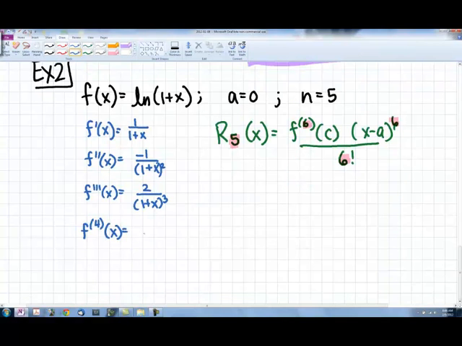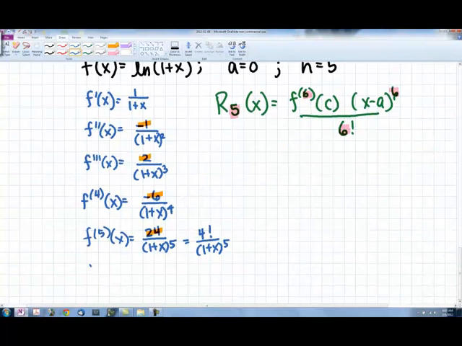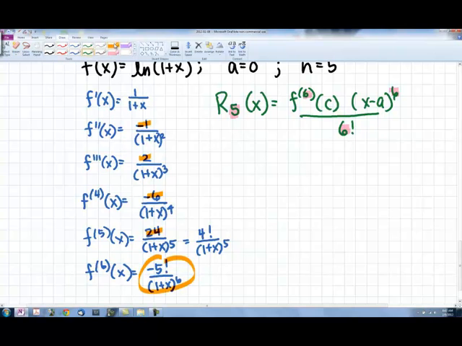The fourth derivative is going to be negative 6 over 1 plus x to the fourth. The fifth derivative of x is positive 24 over 1 plus x to the fifth. So this could actually be written as 4 factorial over 1 plus x to the fifth, so that when I write my sixth derivative, I have negative 5 factorial over 1 plus x to the sixth power. It's a lot cleaner when you're writing this. It'll make my simplifying a little bit easier.